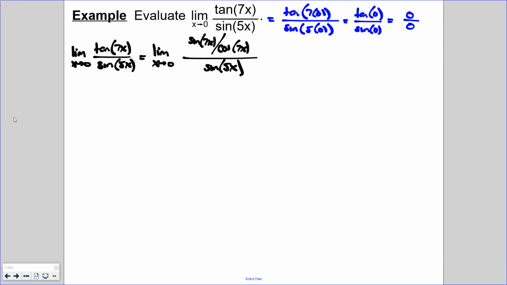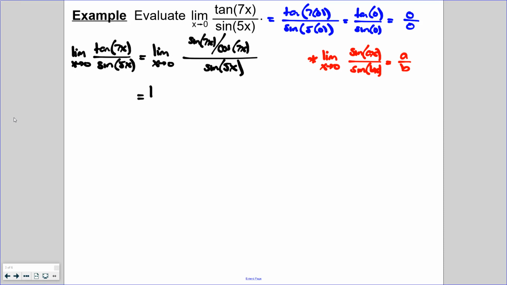But if we remember our special identities for limits, we know we have a limit as x approaches 0 of sine of ax over sine of bx is equal to a over b. And we can see we have a sine in the numerator and we have a sine in the denominator. So if we can somehow move that cosine of 7x out of that fraction, we might be able to apply this identity. So that's what we're going to try to do.